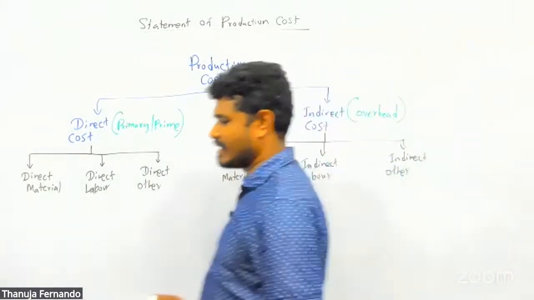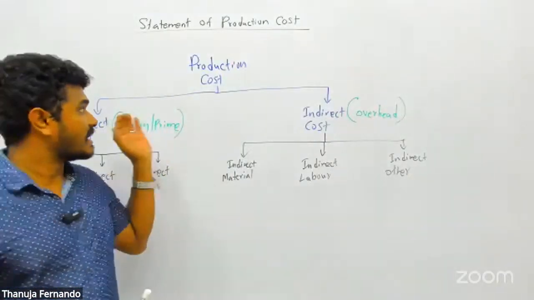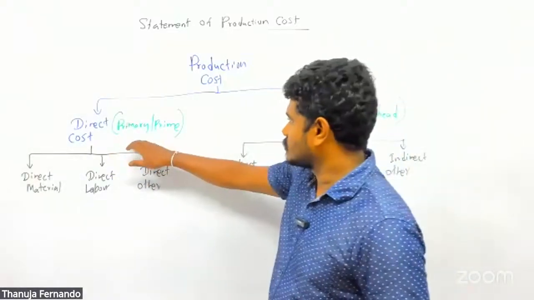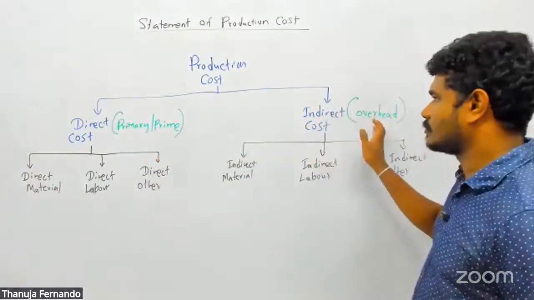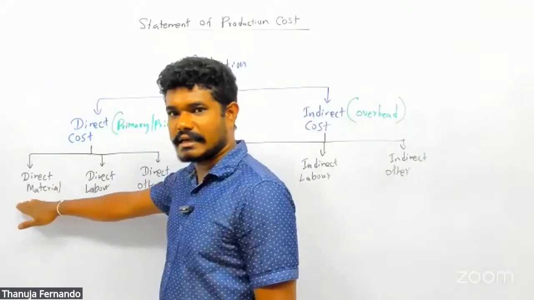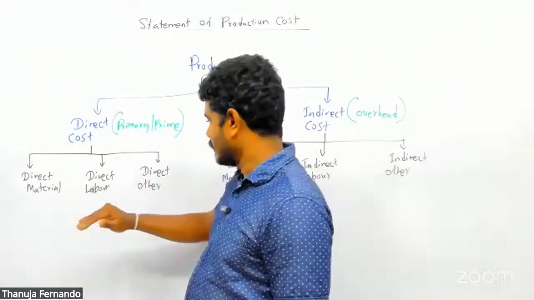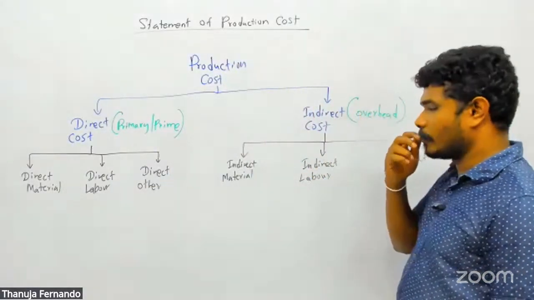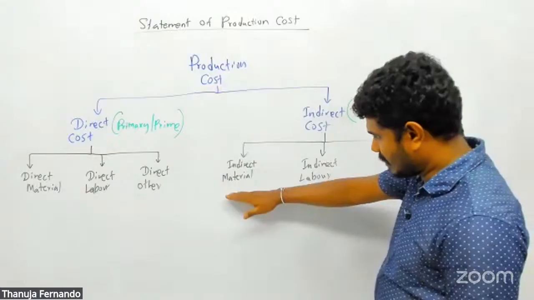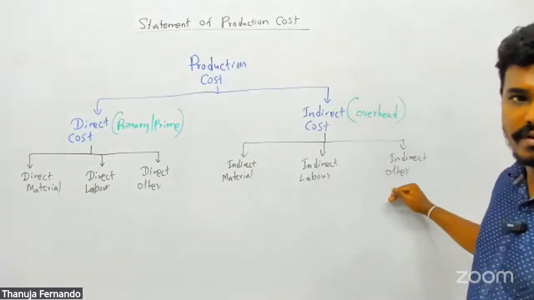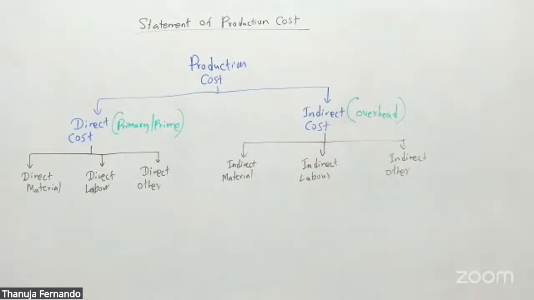Production cost we can divide into two: direct cost and indirect cost, or prime cost, primary cost, or overhead cost. Then yet again, direct cost we can divide into three: direct material, direct labor, direct other. In the indirect cost also we can divide into three: indirect material, indirect labor, and indirect other. Right? Okay. Draw this. Hurry up.